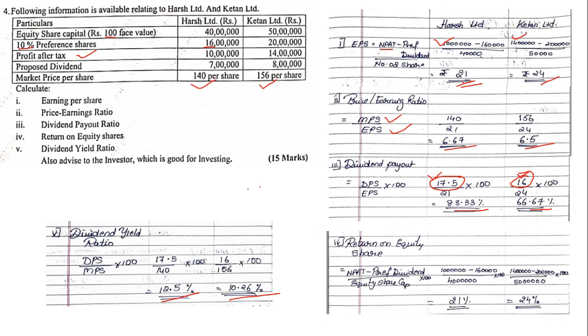Okay, so based on EPS, they ask you which one is better. Based on EPS, Ketan is better. Based on price earning ratio, Harsh is better. Dividend payout, again Harsh is better. Return on equity capital, Ketan's share is better. And based on dividend yield, again Harsh Limited is better. So that is the conclusion that you can make for each and every ratio. So this was the sum based on ratio. You all can go through it once.